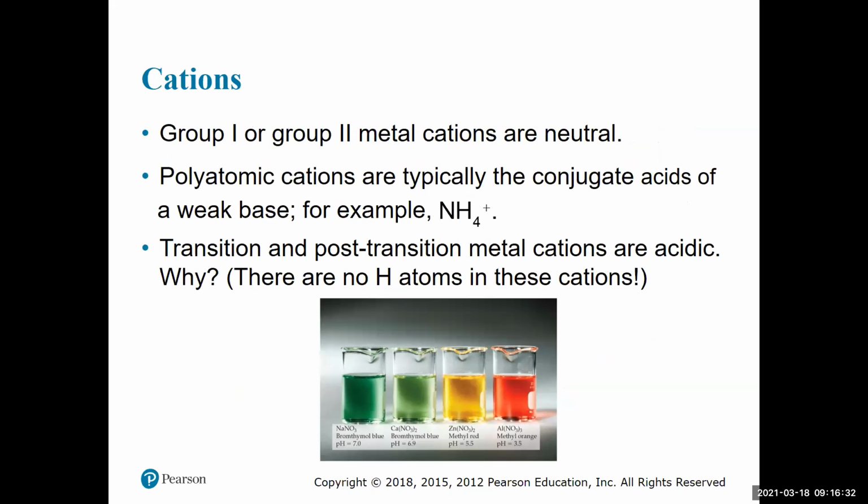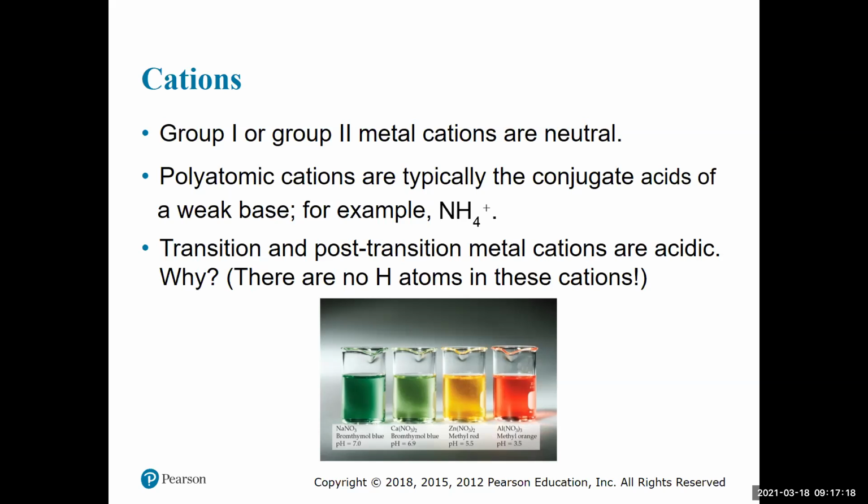Okay, let's take a look at the cations. So the group 1 and 2 are neutral. Just to remind you of some of those, stuff like lithium, sodium, potassium, magnesium, calcium, barium. If you go back and look at the periodic table, see those first two columns, that's what we're talking about. Certainly the most common ones are sodium and potassium and lithium. So those are all neutral. Nothing happens with them. Kind of like we said with the anion of the strong acid.